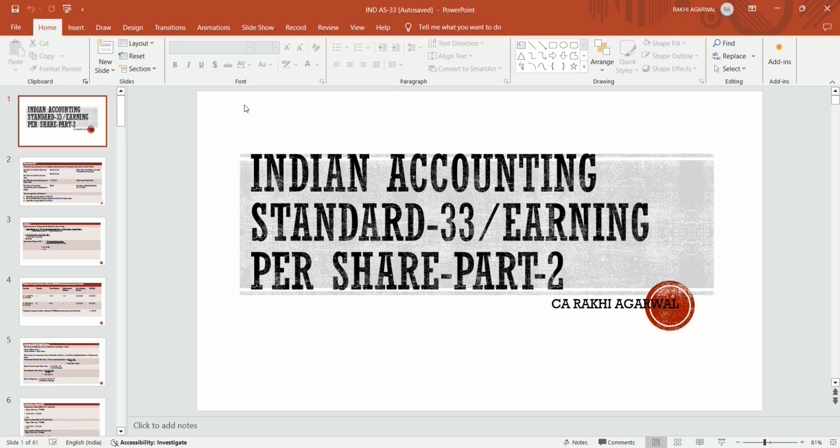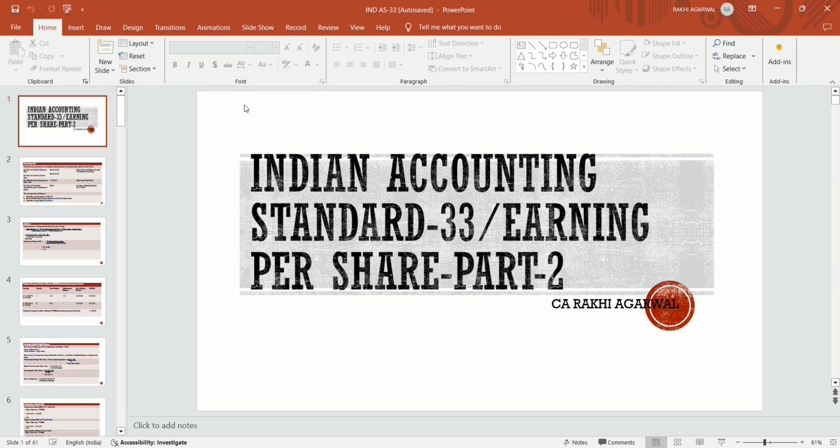Then we will discuss the treatment of certain items in computation of numerator for basic EPS in case of early conversion of preference shares. Then we will discuss the concept related to participating preference shares, and how we will calculate it along with the example.